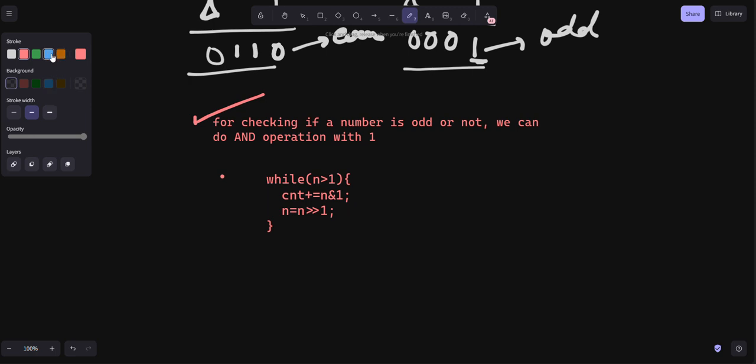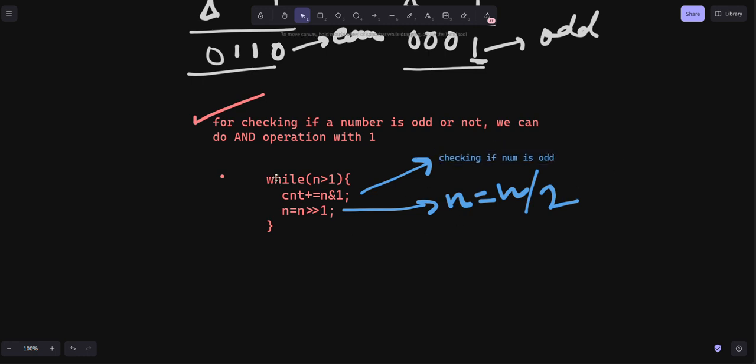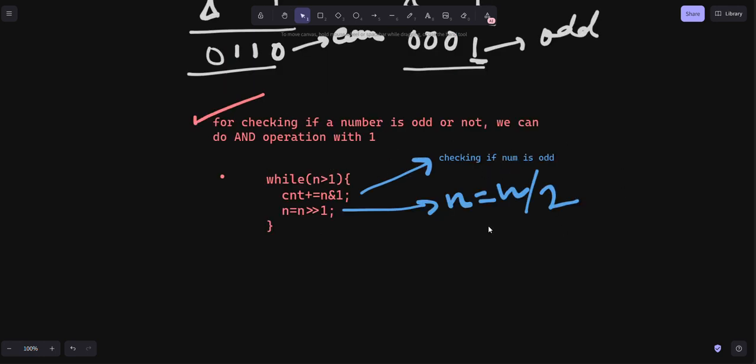Let me also write that. So this means that you are making AND as this, and this means checking if num is odd, right? If n is odd, then you are just increasing the count variable here. So this is what competitive coders do.